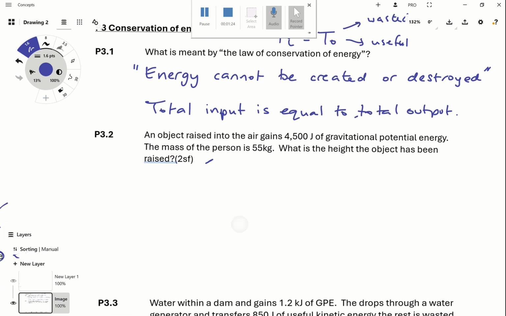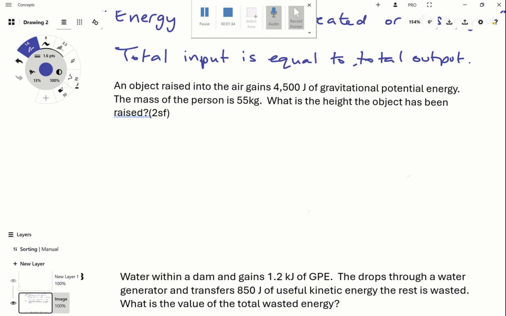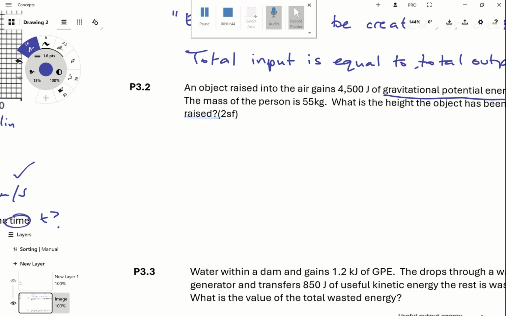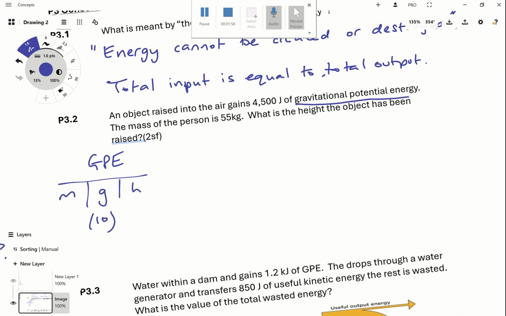So this idea, we can't create or destroy energy, we can move it from store to store. Some might be useful, some might be wasted, but we can't lose it. It can't go anywhere. So an object is raised into the air, and we've got this idea of gravitational potential energy. GPE, and then mgh. Remember, if they don't tell you what gravity is, you need to know that it's 10 newtons per kilogram. So I'll just put that underneath here.